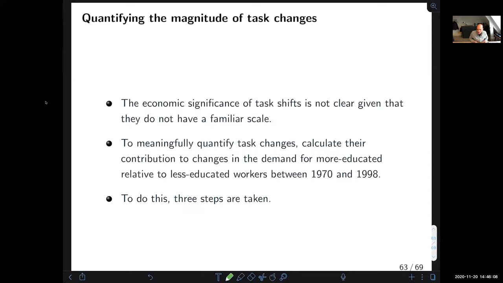The reason they do that, of course, is that the economic significance of these task shifts isn't clear, given that they don't have a familiar scale in the canonical language. And so to meaningfully quantify task changes, they take the estimates from previous sections into the canonical model of skill-biased technological change. And they do that in three steps.